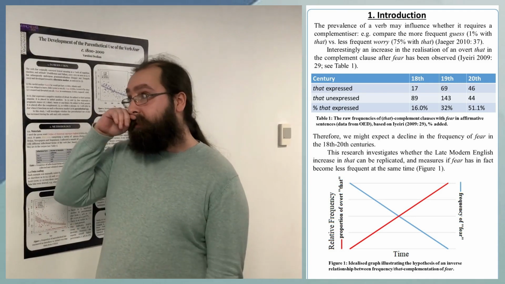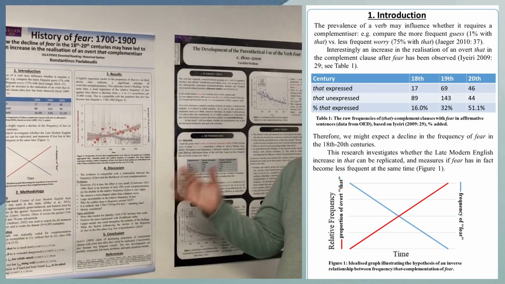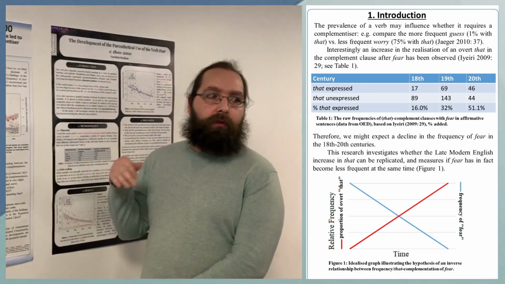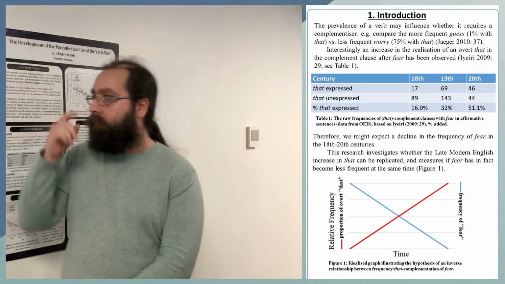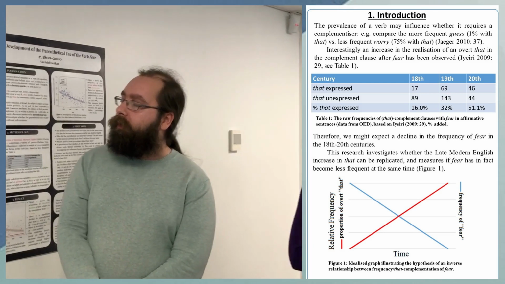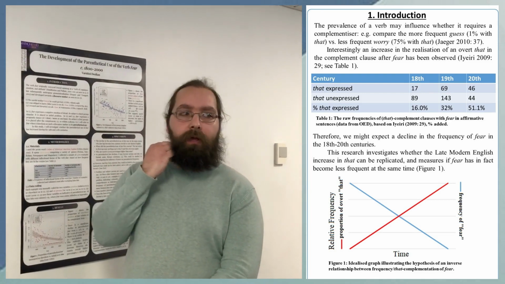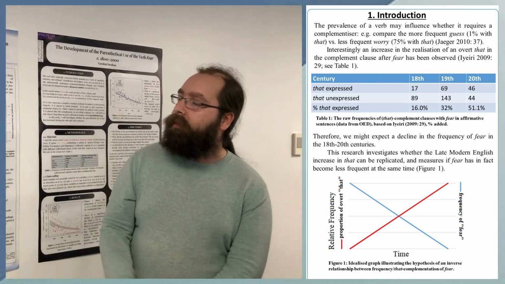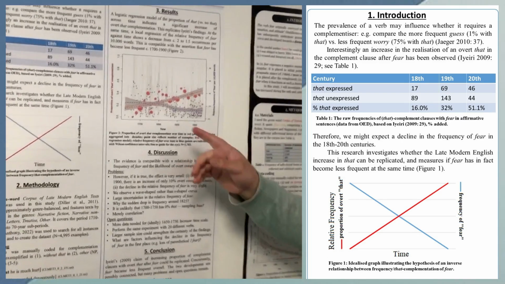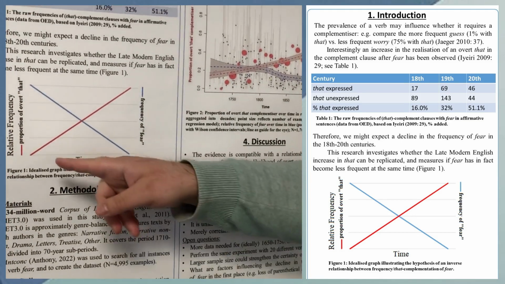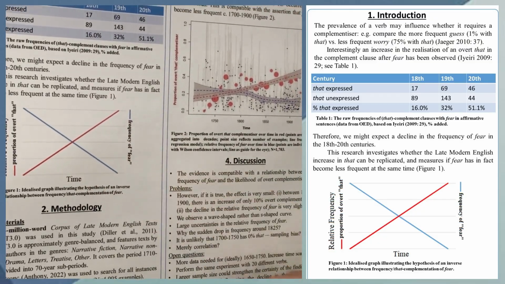So, based on this evidence, we might expect a decline in the frequency of fear in the 18th to 20th centuries, because if a verb occurs more frequently with an overt that, it is a less frequent verb. So this is my research. I looked at whether the late modern English increase in that can be replicated and measured if fear has in fact become less frequent at the same time. And this hypothesis of an inverse relationship between the frequency and that complementation of fear is illustrated in figure 1. If the proportion of overt that increases, the relative frequency of fear decreases.